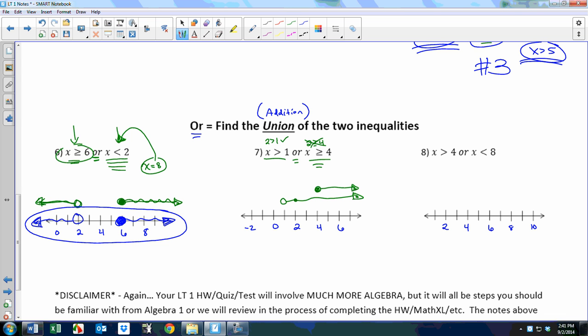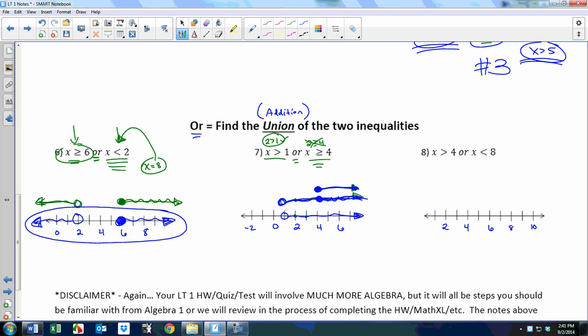Should we include the number 2 in our final answer? Yes, we should, because it only has to work in one of the two solution sets. So we should include 2. Well, if we're going to include 2, then that means we're going to include 3 because it works over here. The bottom line is we're going to include any number that fits this one or this one. So we're going to take anything bigger than 1. Kind of like the addition of the two sets. When you graph greater than 1, you're graphing greater than 1, and then greater than or equal to 4 from here on.